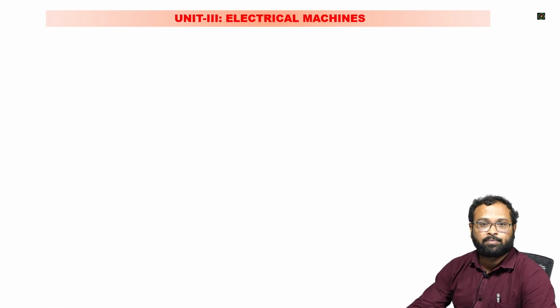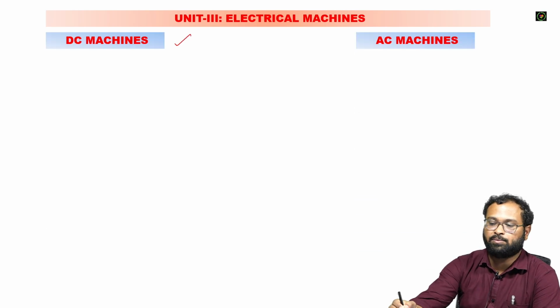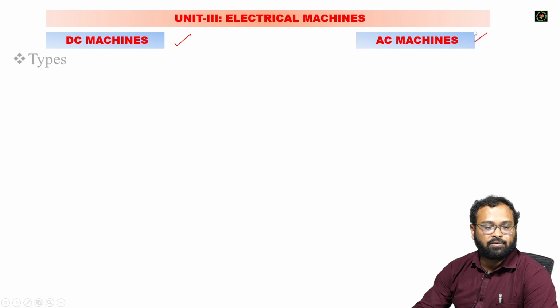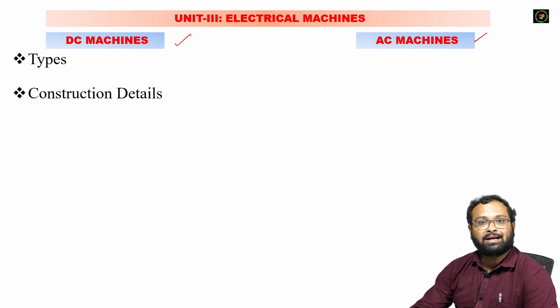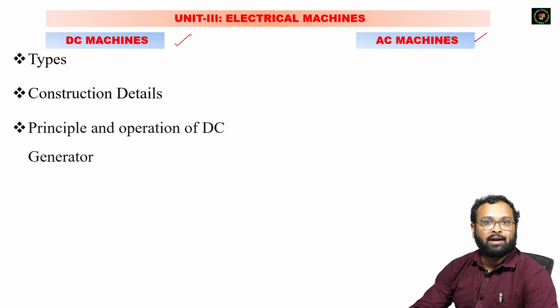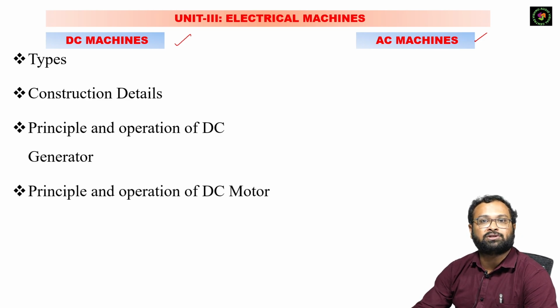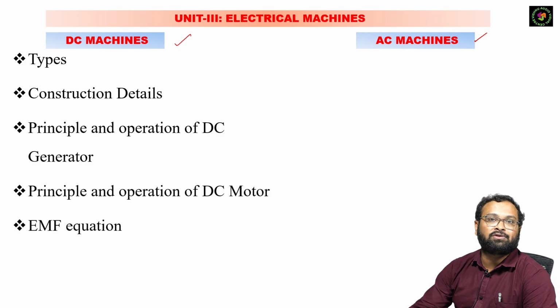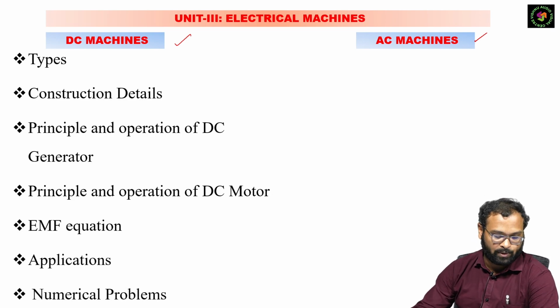In these machines, we'll mainly see DC machines and AC machines. In DC machines, we have types, like motor and generator. Then the constructional details of the DC generator and motor. And then we'll see the principle of operation of the DC generator, the principle of operation of the DC motor, and the EMF equation of the DC generator. Then some applications along with numerical problems.